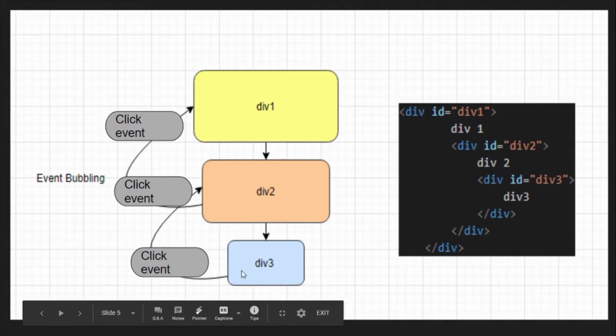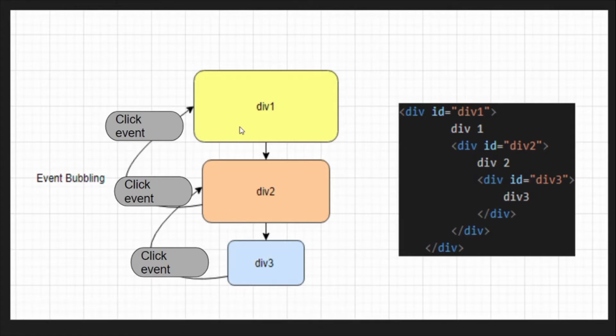First the child event will fire, then the parent event, then their parent event, and it will go on till we reach the window object, which is our root object. So this is called event bubbling.